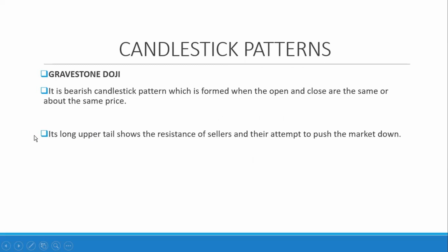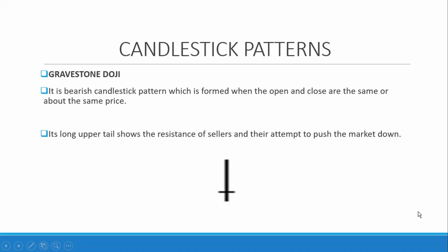Now, the second point is its long upper tail shows the resistance of sellers and their attempt to push the market down. So it's just the opposite version of the dragonfly. What you have to look out for is the wick or the tail. The tail is lifted to the upside. So when the market opens, you see that buyers were able to push the market all the way to the upside. And all of a sudden, sellers came in and pushed the market back to the open.